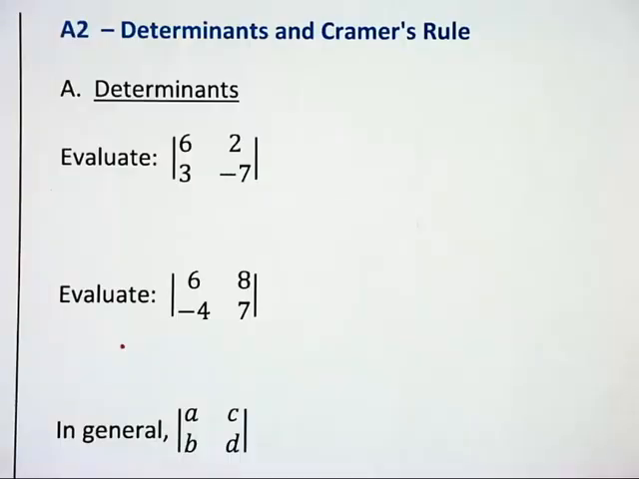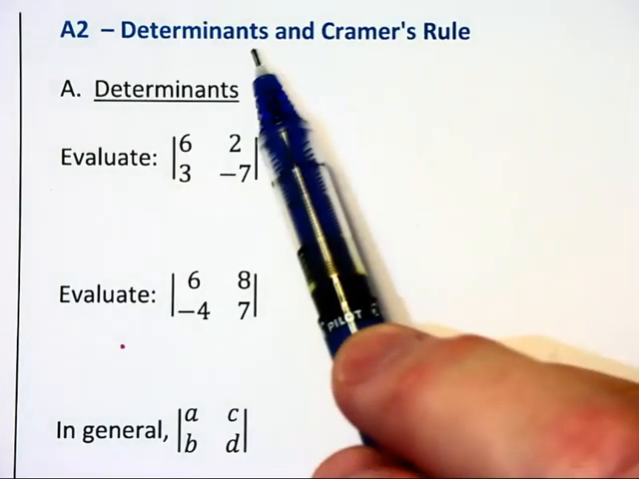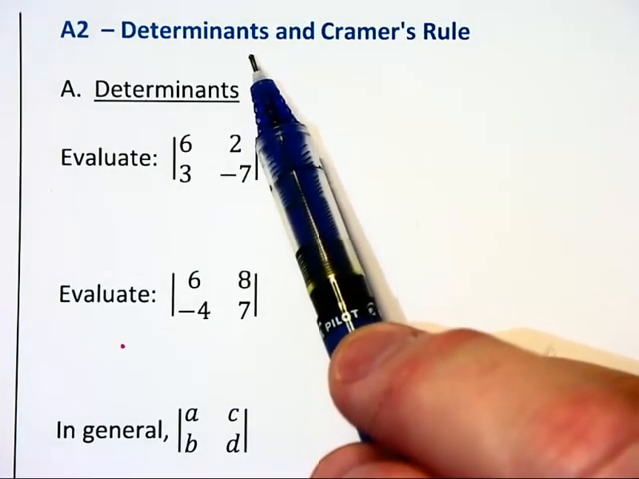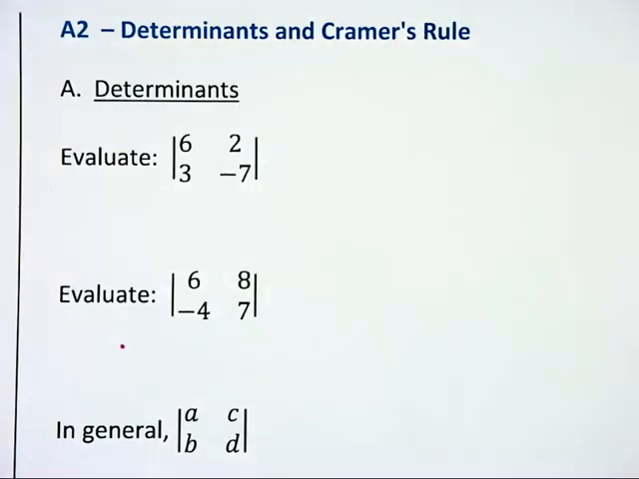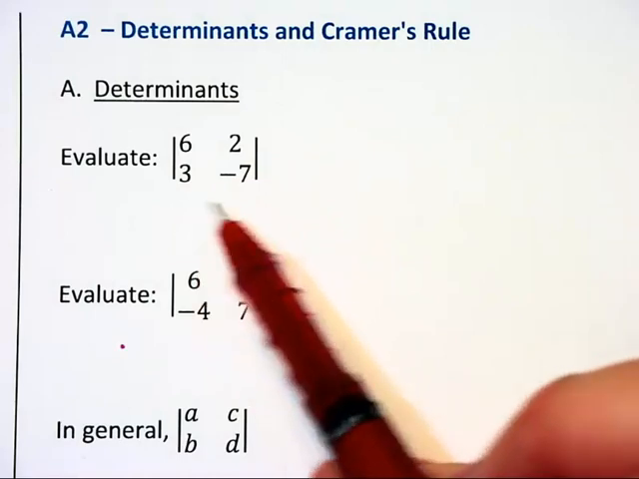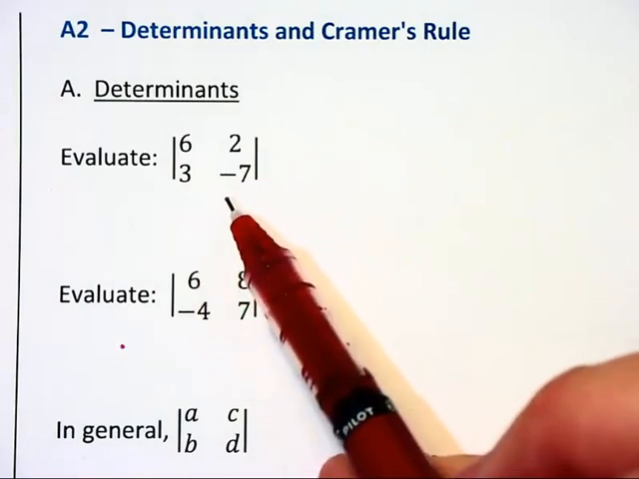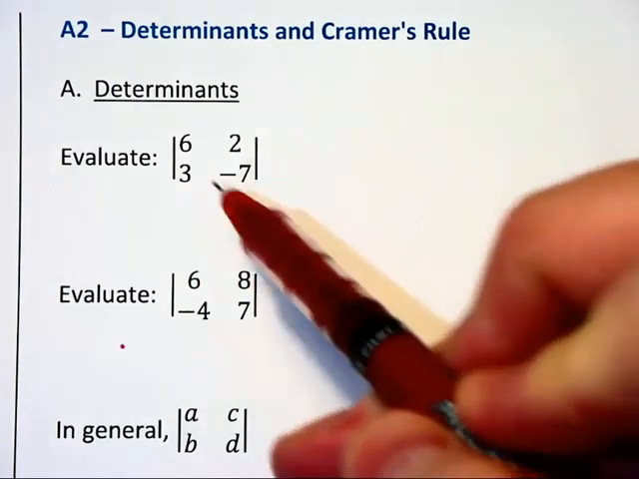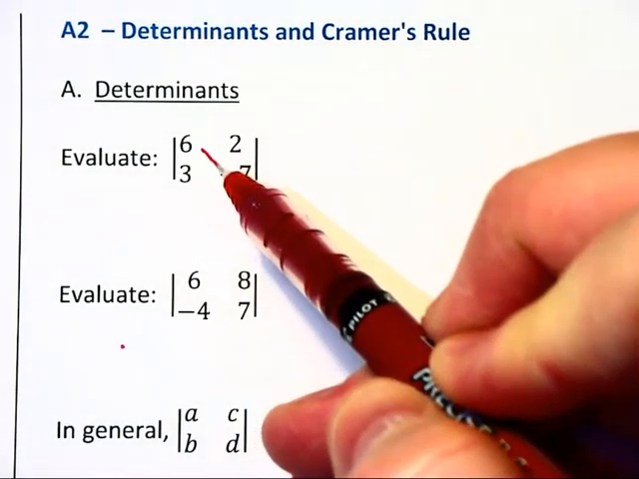In this section, we are going to continue solving systems of equations using Cramer's rule, but we have to learn how to evaluate a determinant first. These determinants are sets of four numbers, always square, and in this first case we have what is called a 2 by 2 determinant. We are going to multiply diagonals to evaluate it.